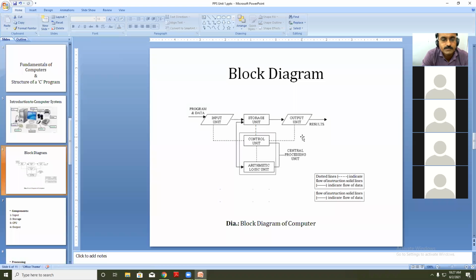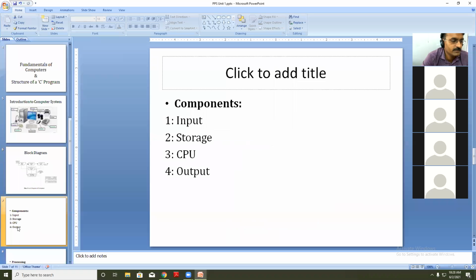So the next is what? After storage, we have the output unit. The output unit is used to display the stored results. I'm saying result because after processing the data, we got the result. So this is the basic understanding of the diagram.